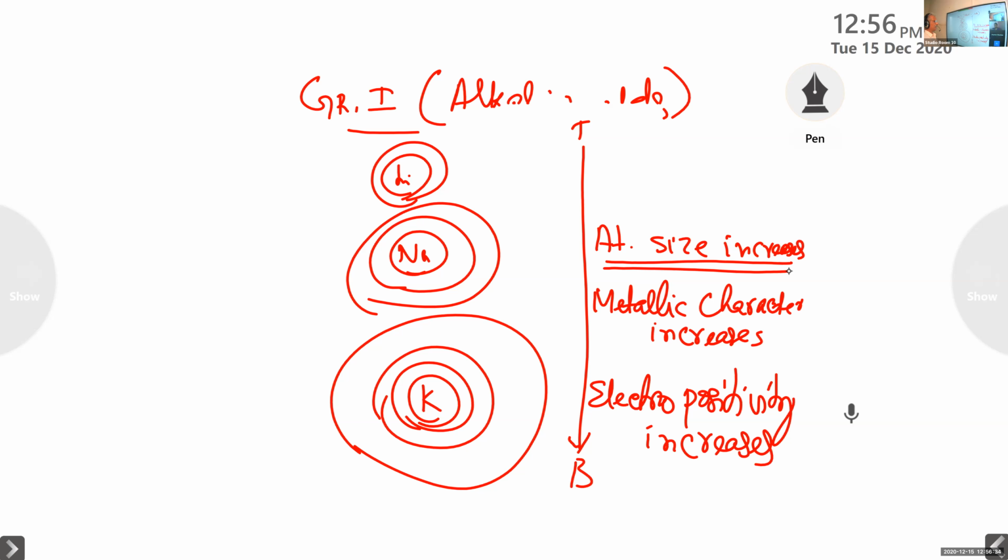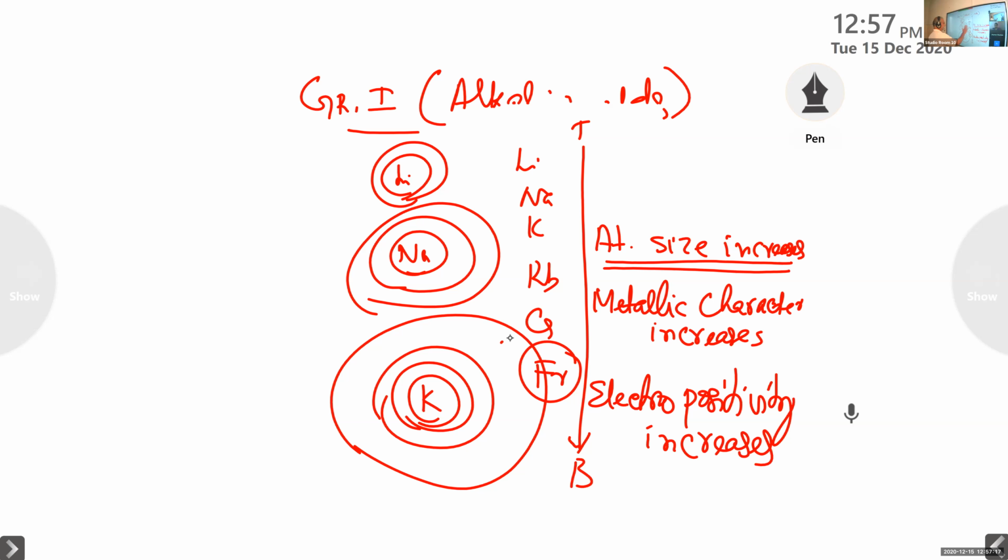If it is so, take lithium, sodium, potassium, rubidium, cesium, and francium. Forget about francium, that is a radioactive, rare element. So consider the remaining elements: lithium, sodium, potassium, rubidium, and cesium. Cesium is the largest element among the stable, non-radioactive elements. And it is the most metallic element.